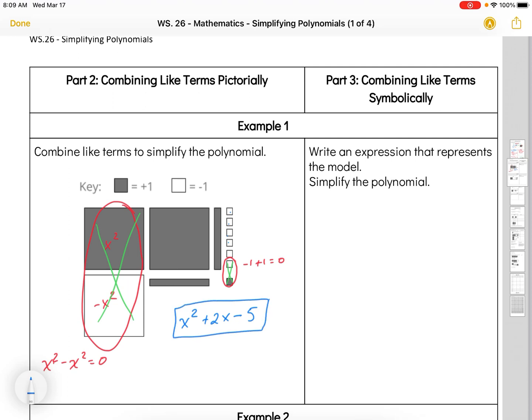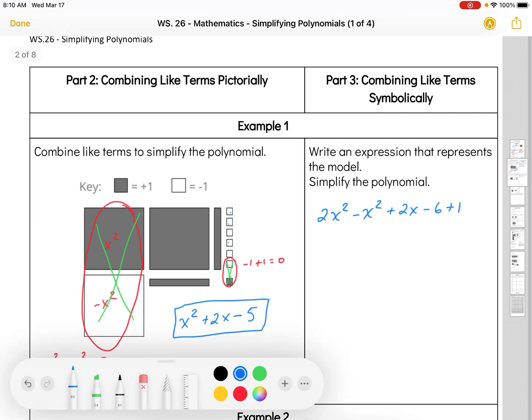Okay? Now, if I'm looking at this in terms of what I have symbolically, well, like I said, I had two x squareds, right? I have a negative x squared. So I'm going back to the original pictures. I have two x's, I have negative 6, and I have a plus 1. Okay? That's what's in the picture.